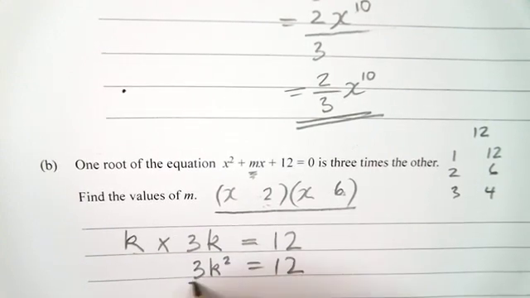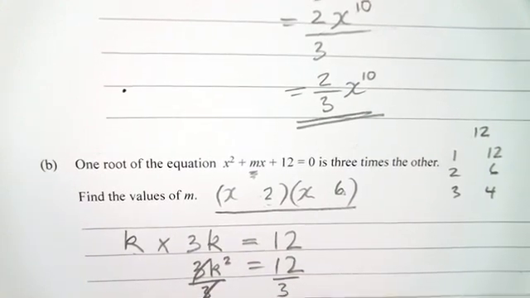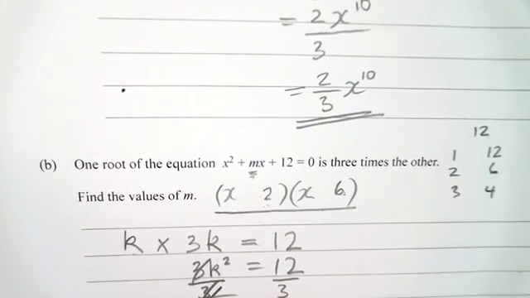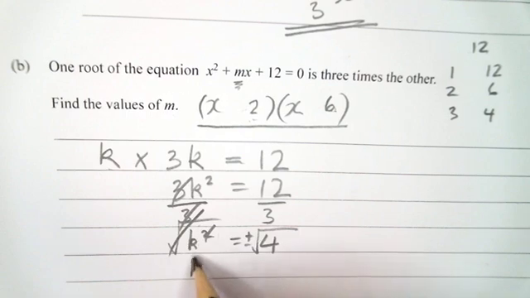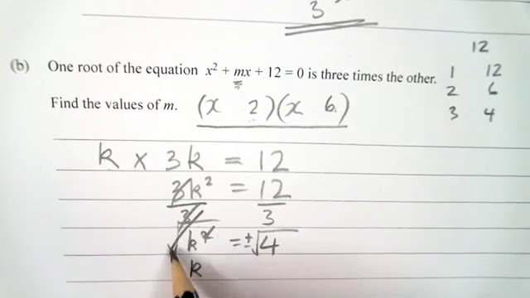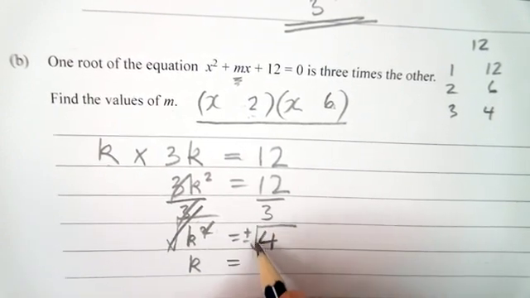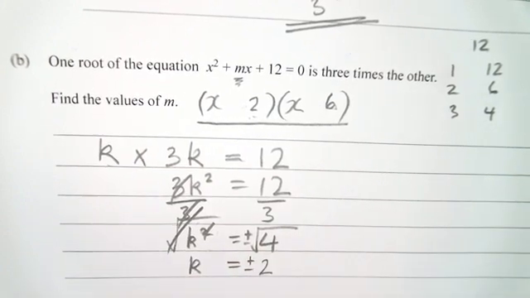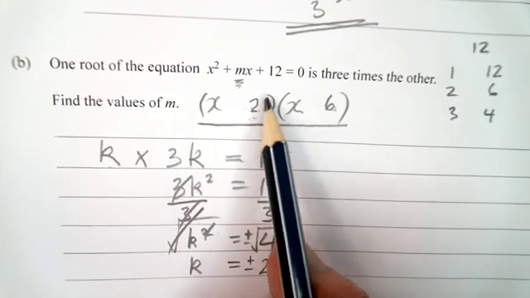And if we wanted to find k, well, we could divide both sides by 3, and k squared is suddenly 4. Now, if I find the square root of both sides, it becomes a plus or minus. All I did was say k squared therefore equals 4, and I found the square root of both sides. That's all I've done. So k is equal to what? Plus or minus root 4, which is just plus or minus 2. Nice and straightforward.